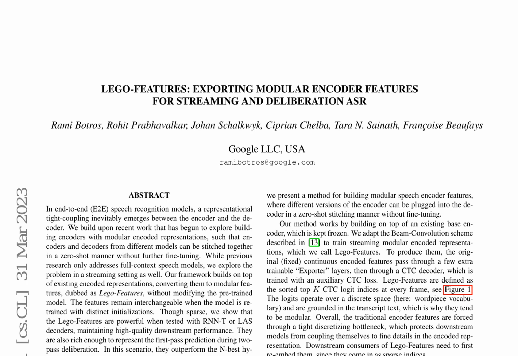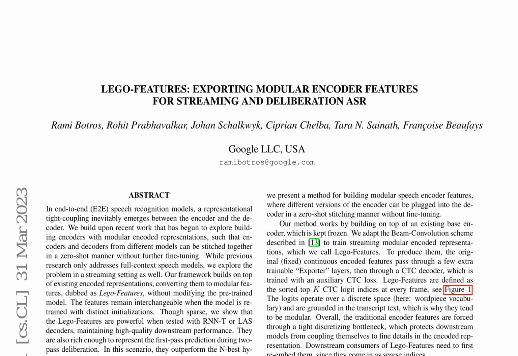Modular speech encoder features, dubbed Lego features, are introduced as a novel approach to creating interchangeable features that can be seamlessly integrated with different versions of encoded representations without requiring further fine-tuning. These features are generated by passing continuous encoded features through a tight discretizing bottleneck, rendering them powerful and informative for downstream automatic speech recognition (ASR) decoders.